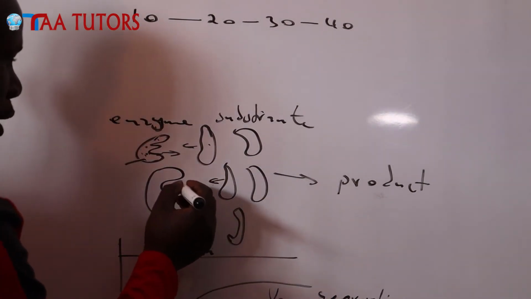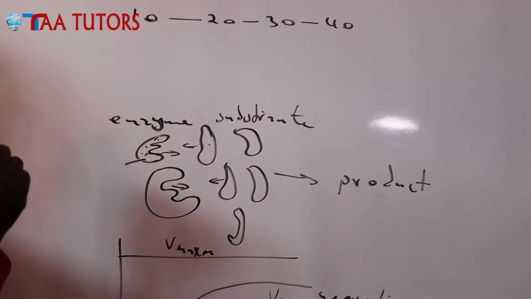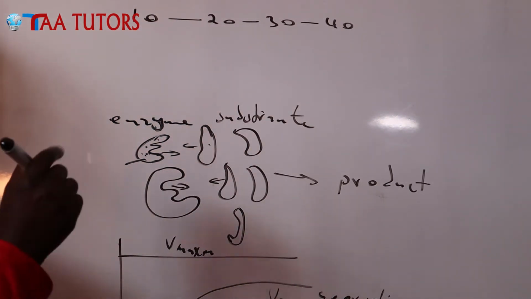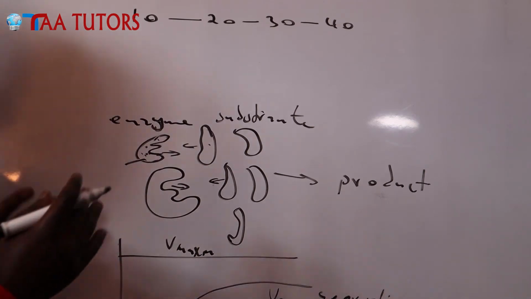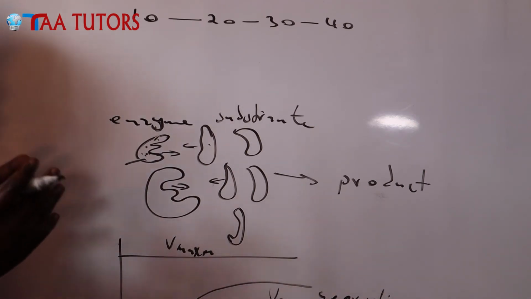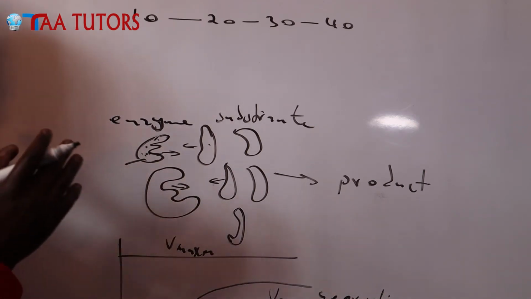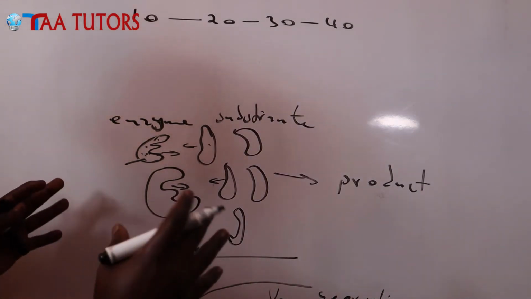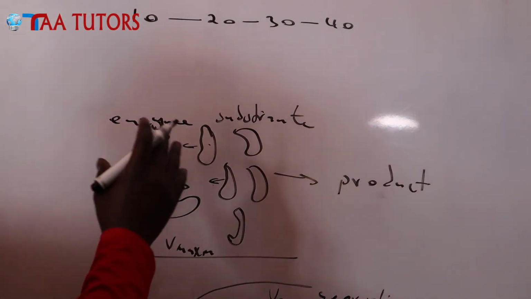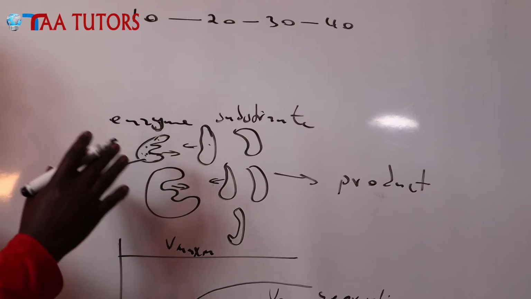There must be movement so that they have the collision for a reaction to occur, because a reaction will not take place if there is no meeting, if there is no collision. So what makes them move? Is there some individual moving them? The answer is no. These things are moving on their own. They have got random motion.